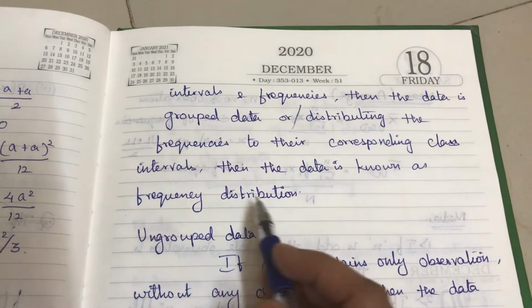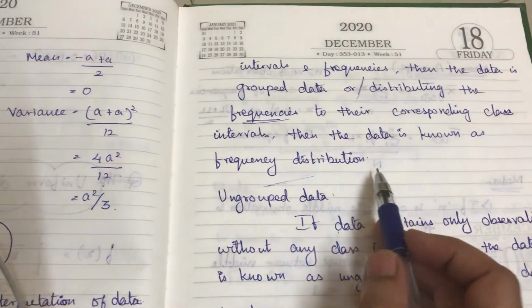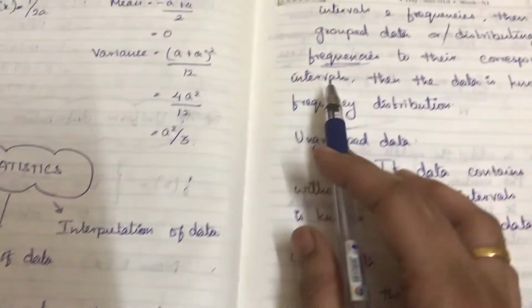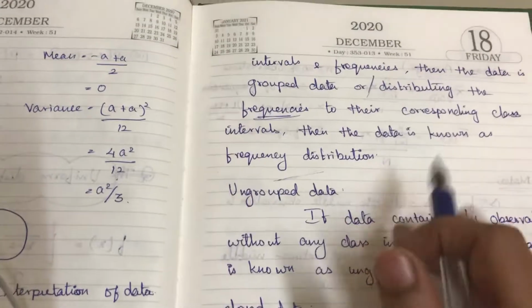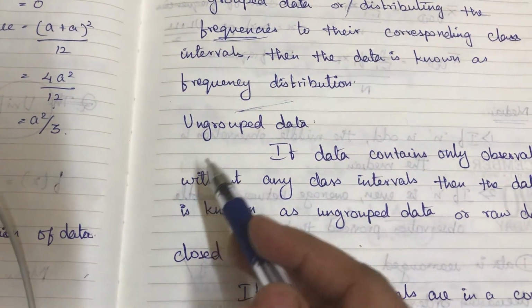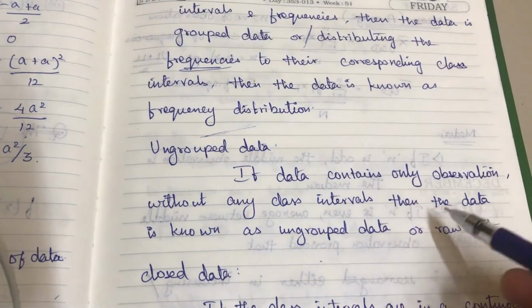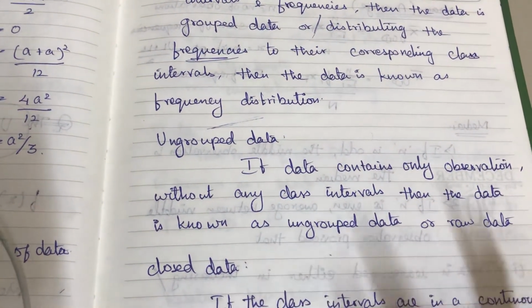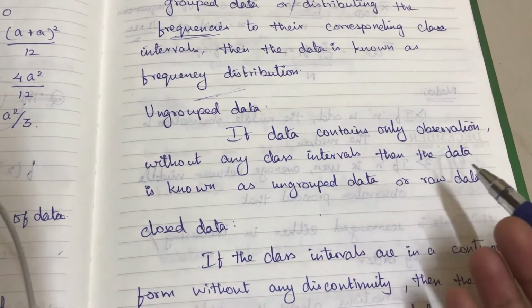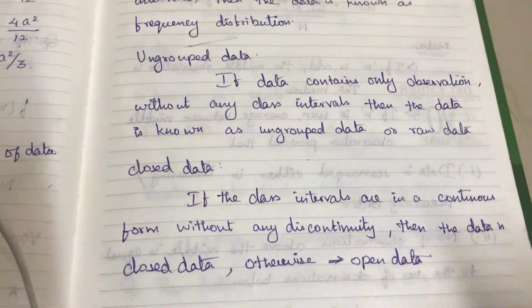And then distribute the frequencies to their corresponding class intervals. Then the data is known as frequency data. If frequencies are distributed, it is frequency data. Ungrouped data: if data contains only observations but does not have any class interval, so there are no limits here, then the data is known as ungrouped data, which is raw data.